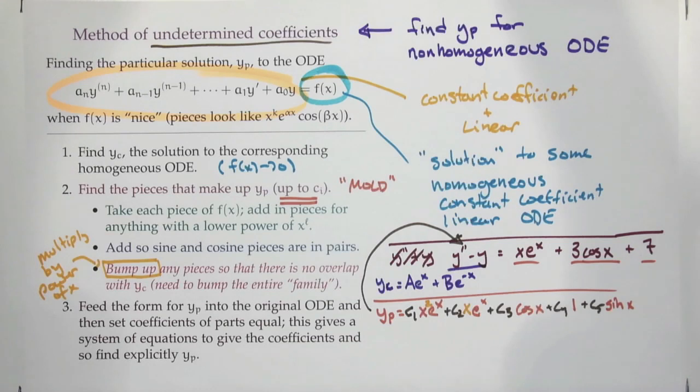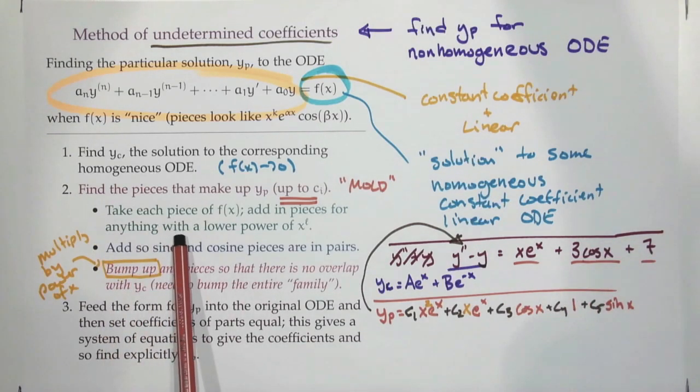Could you go over the first bullet point for step 2 again? The first bullet point. Well, it says we're trying to make up our particular solution, up to the coefficients, which we don't know. How do we find the parts? Well, we have parts here, so we grab the function. So that's how we grab the function. So the x, e to the x, the cosine x, and the constant.